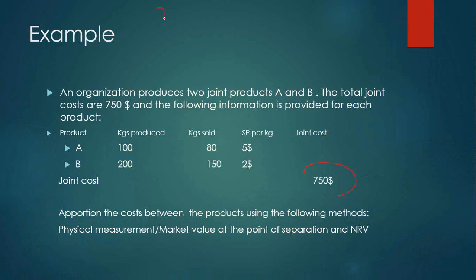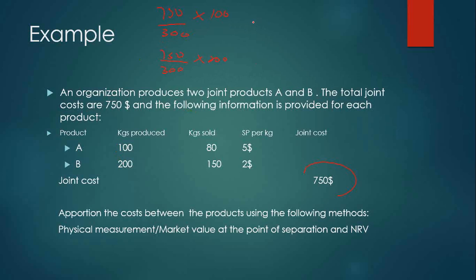So the total joint cost is 750. One way we can do it is to look at the quantity produced, which is 100 and 200. So we divide by 300, and if you want to find the joint cost of product A, multiply by 100, divided by 300. If you want to find the joint cost of product B, multiply by 200.